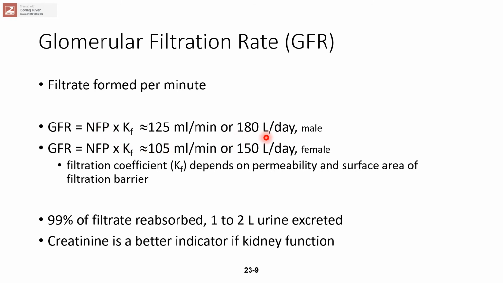Now, on an average, the normal GFR for a male is 180 liters per day or 125 ml per minute. For a female, it is about 105 ml per minute or 150 liters per day. Now, depending on the size of a person, for a petite person, the GFR may probably be lower. So there's a different number for each person.